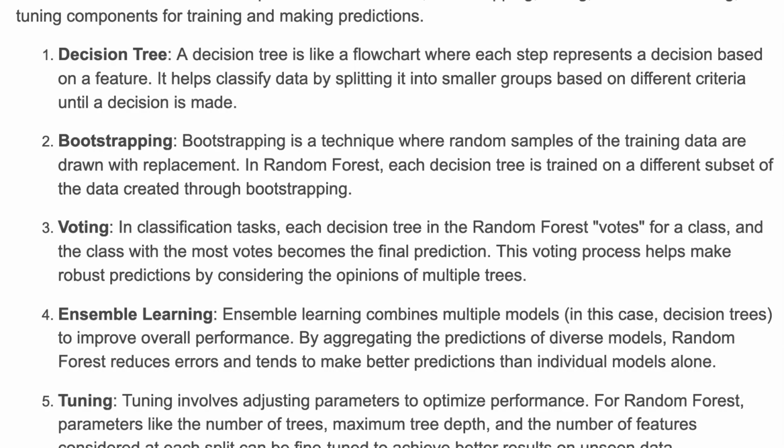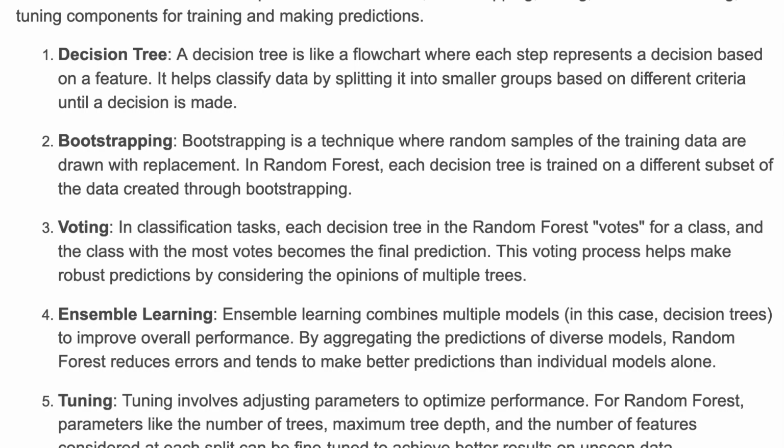In classification tasks, each decision tree in a random forest votes for a class, and the class with the most votes becomes the final prediction. This voting process helps make robust predictions by considering the opinions of multiple trees. Ensemble learning combines multiple models, in this case decision trees, to improve overall performance. By aggregating the predictions of diverse models, random forest reduces errors and tends to make better predictions than individual models alone.